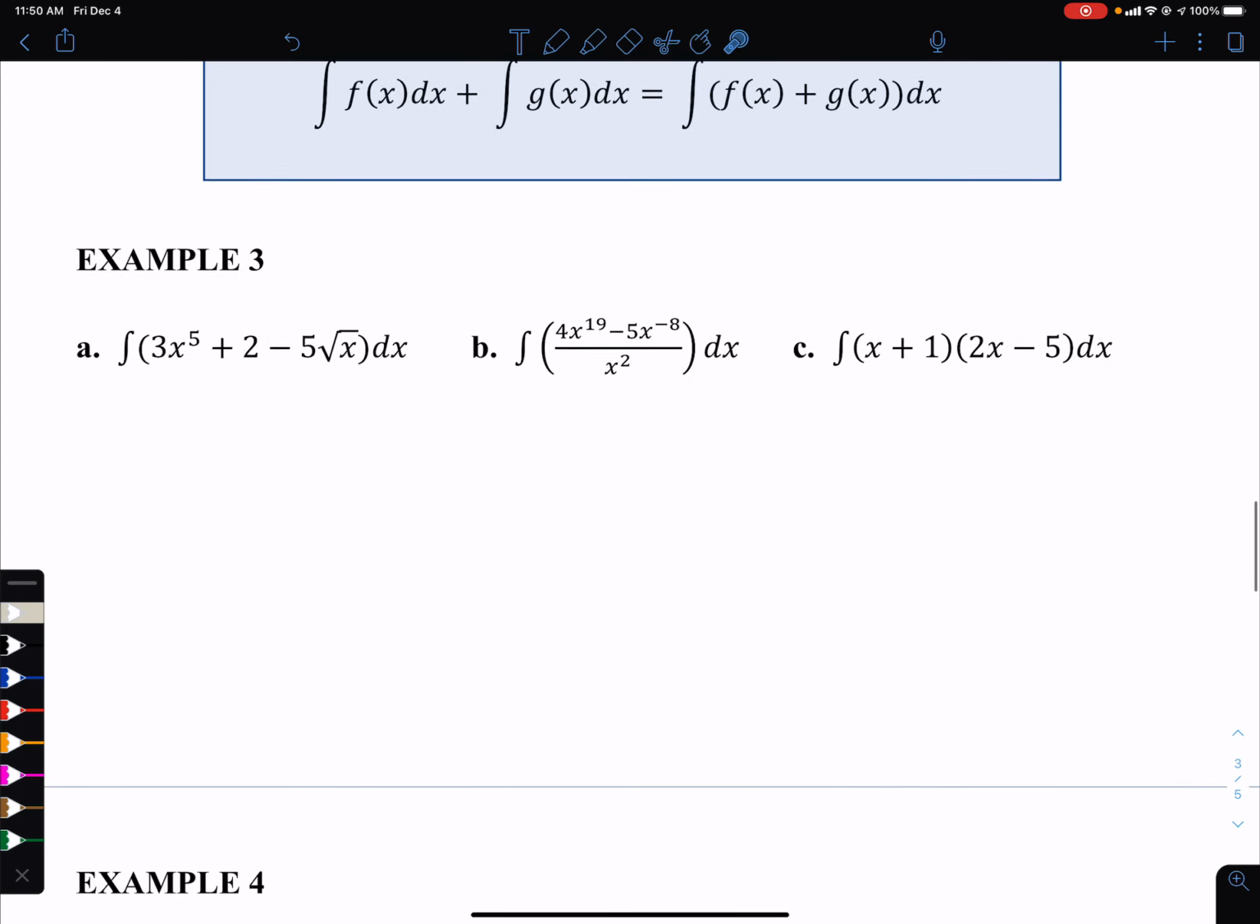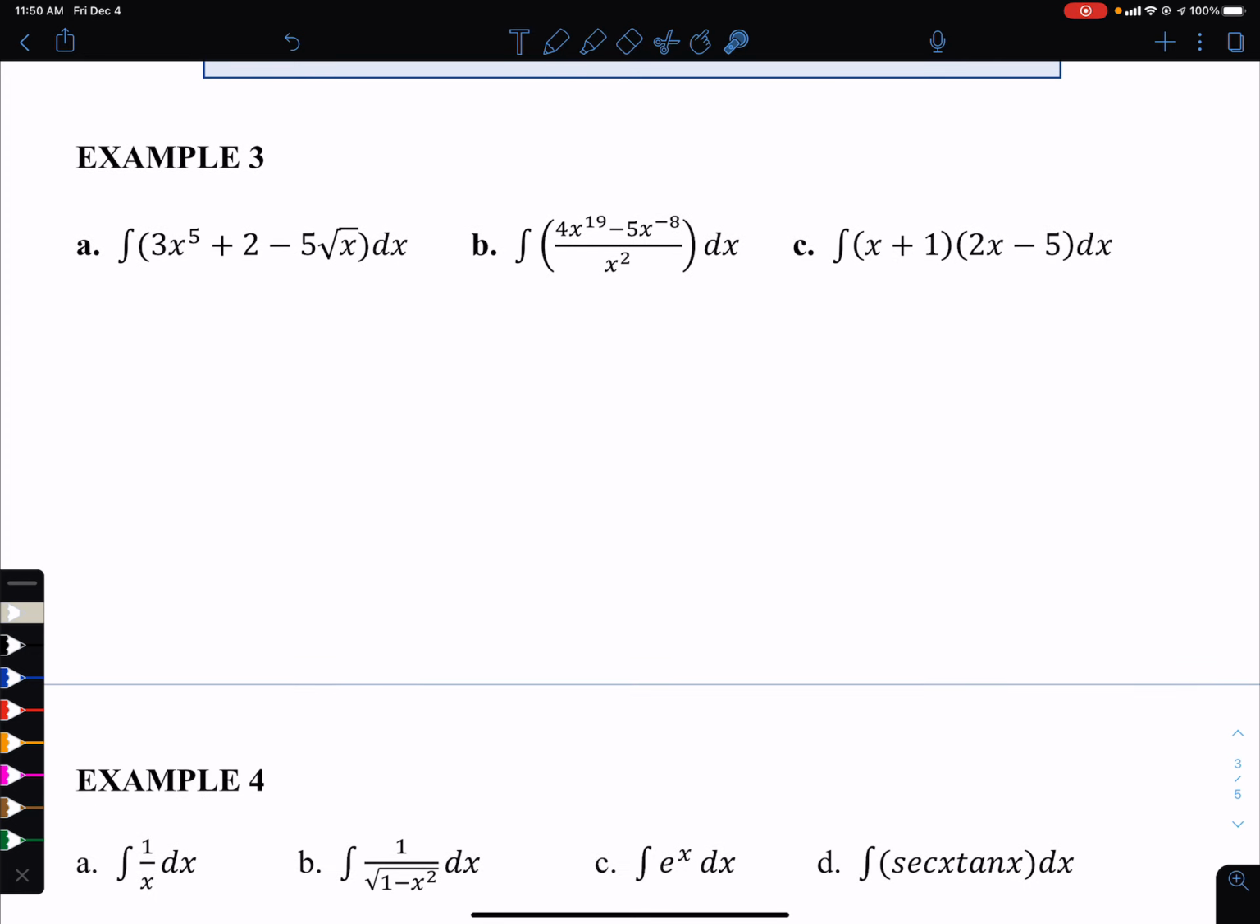How does that help us? We're going to apply all the rules we learned to all the example 3s. You can pause and try these and see how you do.